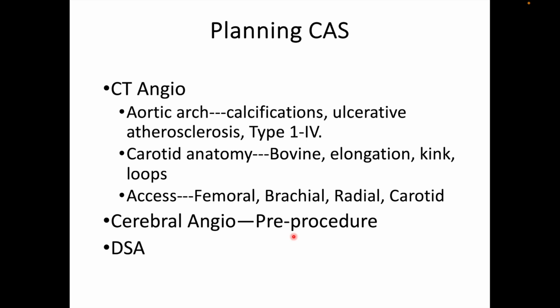CT angio is very important because you can do a lot of things. You can plan your whole carotid intervention or angiography on CT angio. Look at the aortic arch, look at the calcifications, ulcerations, atherosclerosis. Is it type 1 arch, 2, 3, 4? Look at the carotid anatomy. Is it bovine, elongated, kink, loops? What do you have to deal with?